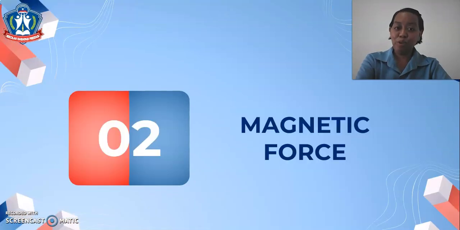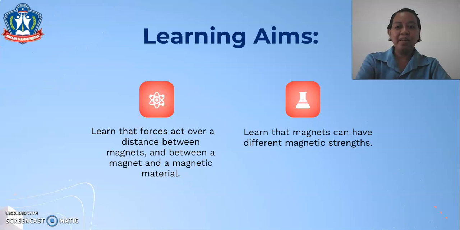For Lesson 2, Magnetic Force. Our learning aims are the following. Learn that forces act over a distance between magnets and between a magnet and a magnetic material. Learn that magnets can have different magnetic strengths.